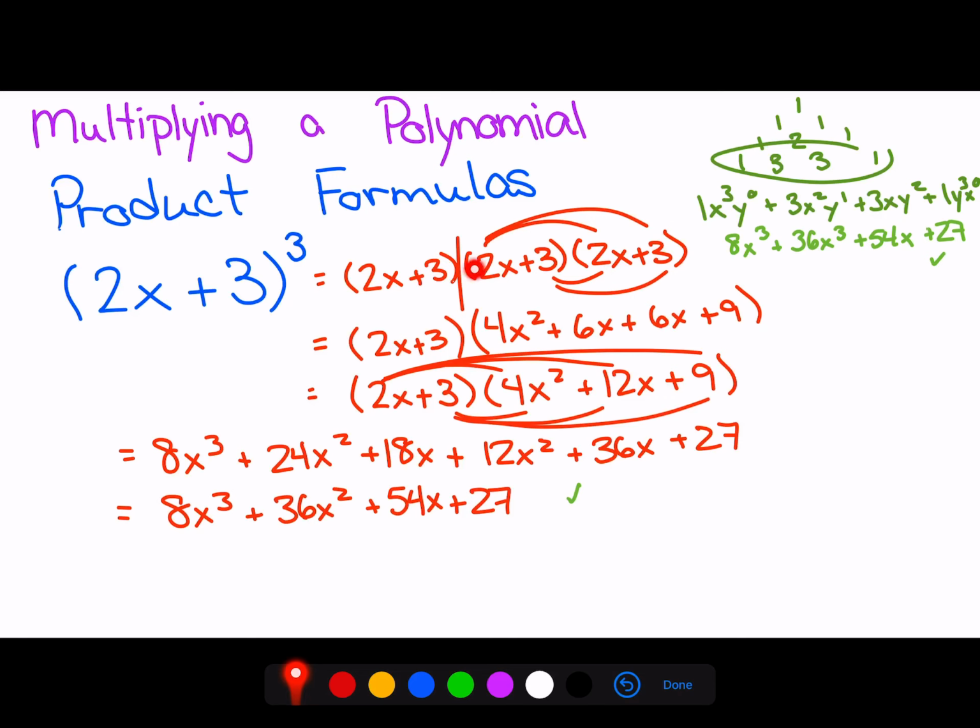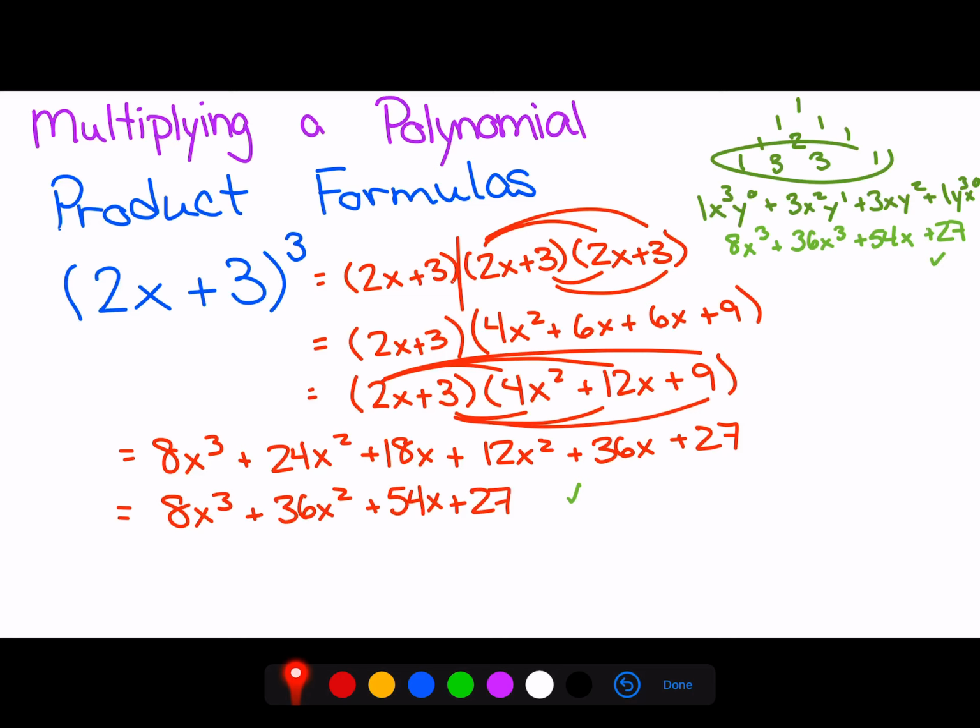I FOILed the second part, so I drew up a little wall here, and I FOILed the second part, which gave me 4x squared plus 6x plus 6x plus 9, which is the same as 4x squared plus 12x plus 9. From there, I took my first term and I multiplied it by everything in the second parentheses. I did the same with my second term, which gave me this extremely long chain, and then I combined all the like terms, which gave me 8x cubed plus 36x squared plus 54x plus 27, the same exact answer that we got with Pascal's triangle.